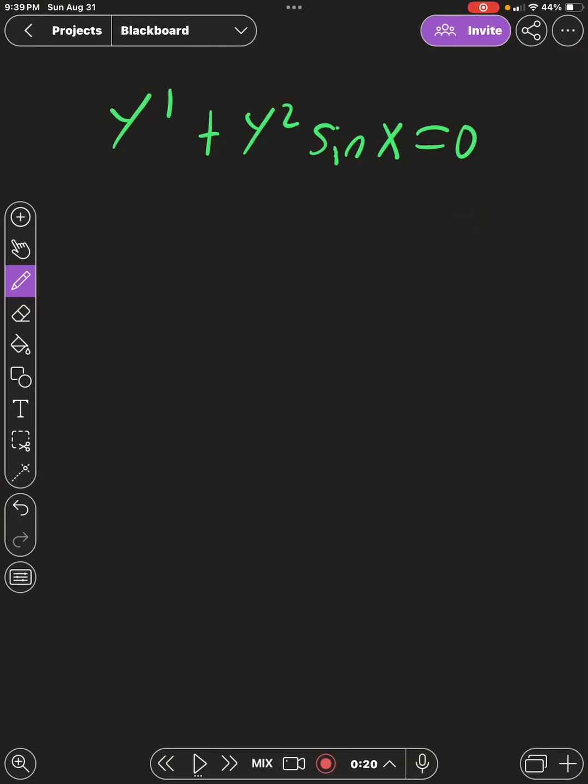All right, ladies and gentlemen, boys and girls, let's solve another differential equation. This is going to be another ordinary differential equation, and it's going to be separable. So let's go ahead and get started. To put it in a better form, we're going to change this y prime to dy/dx, which puts it in Leibniz form. So we get dy/dx plus y squared sine of x is equal to 0.